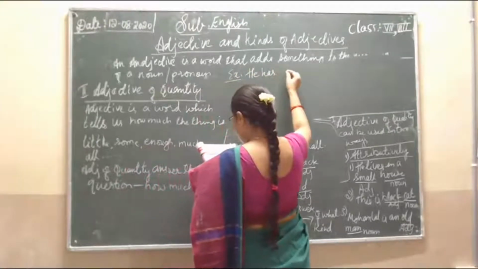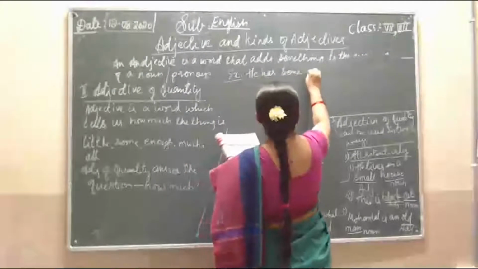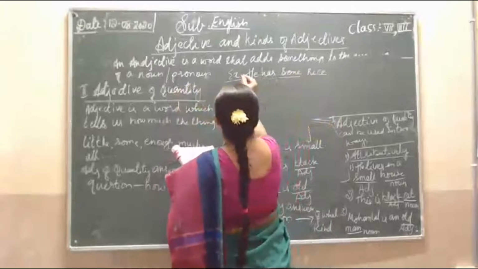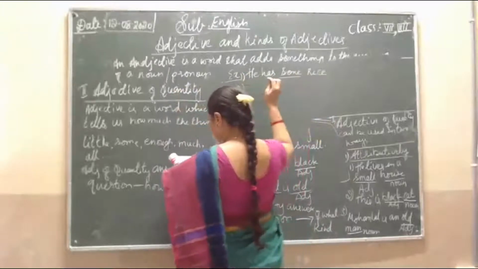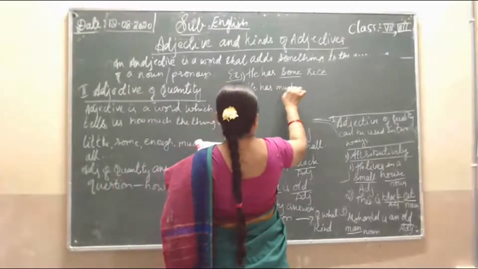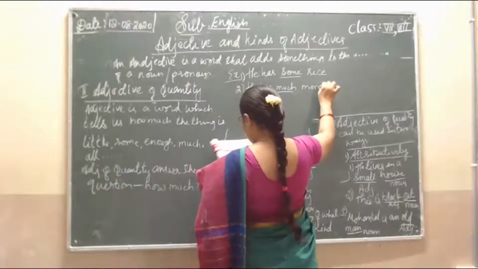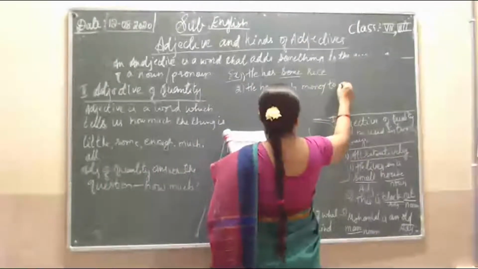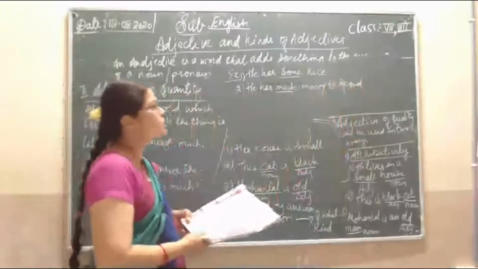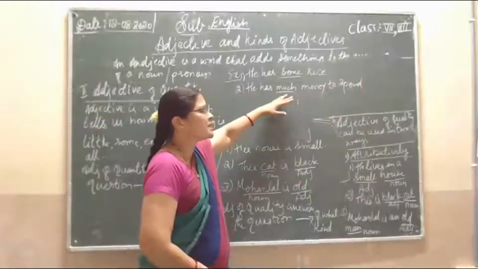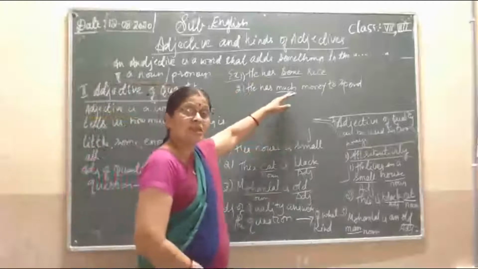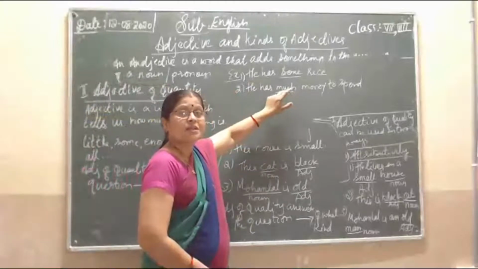He has some rice. Some is the adjective of quantity here. The next is: he has much money to spend. You can see that we don't know exactly how much money he has, but we are saying that he has much money. We are not getting the figure or the number, but we say how much he has, that is much here.